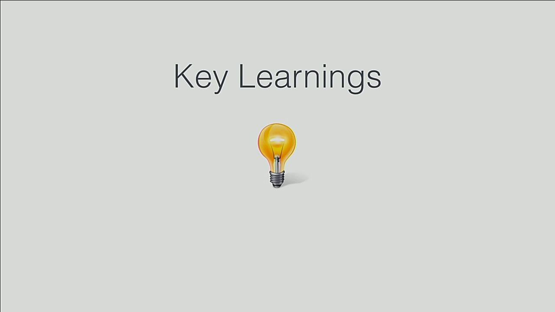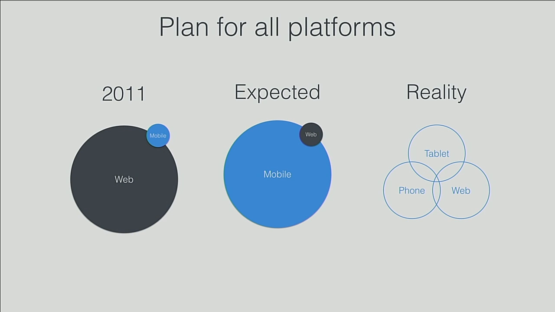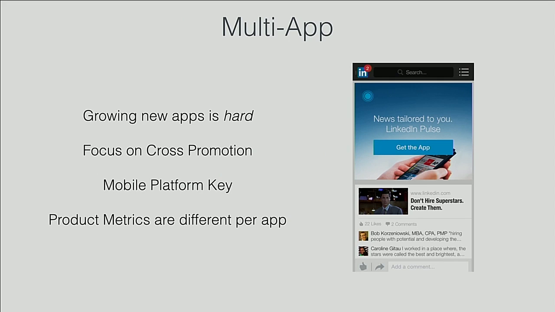So what were the key learnings that we got? This is one of the key learnings. Everybody says, well, web, and then there's mobile, and then what's expected is mobile's going to take over the web. Well, in reality, that's not what happens. Everybody, at least on LinkedIn, ends up using them about equally throughout the day. And that created some issues for us, and I'll talk about how that changed our technology architecture.